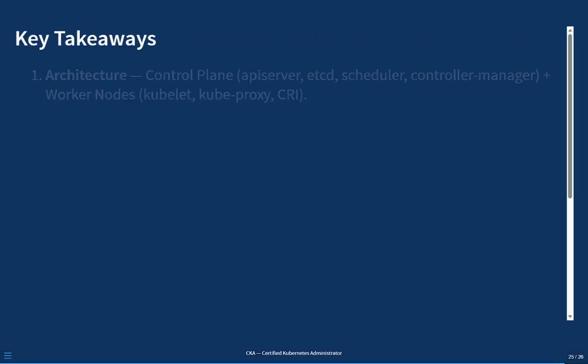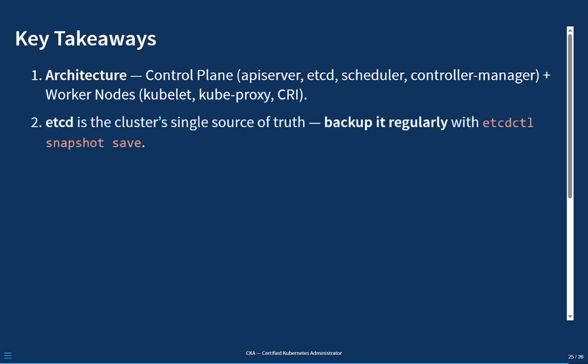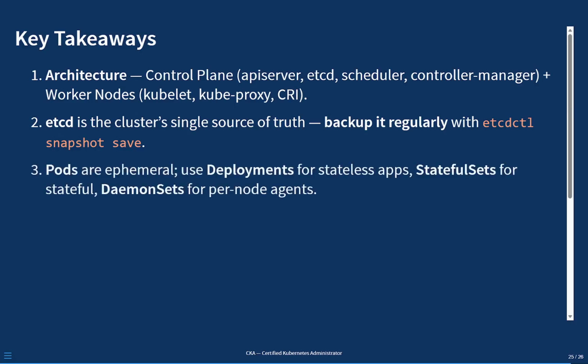1. Kubernetes architecture. Control plane: API server, etcd, scheduler, controller manager. Worker nodes: kubelet, kube-proxy, container runtime. 2. etcd is the source of truth. Back it up regularly. Know the exact etcdctl snapshot save command with all 3 TLS flags. 3. Use deployments for stateless apps, stateful sets for stateful, daemon sets for per-node agents. Never create raw pods in production.